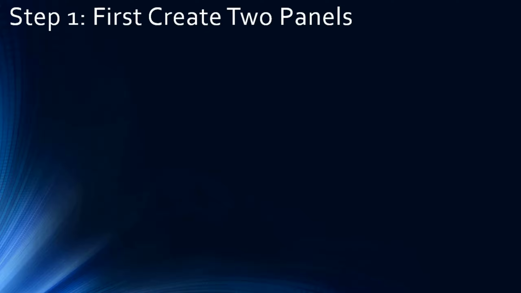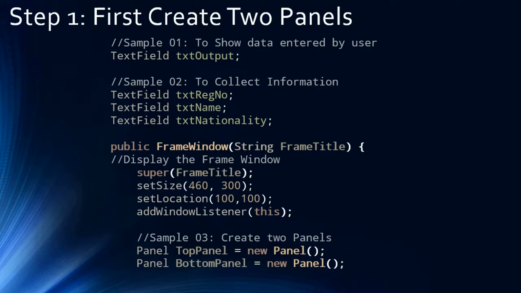So here is our first step. In code snippet 1, we declared a text field, text output. So in the previous screen, we saw that the text box is staying in the top of the frame window. Next, we declare 3 more text boxes. So this is where the user will provide their input. Next, we are starting our constructor.